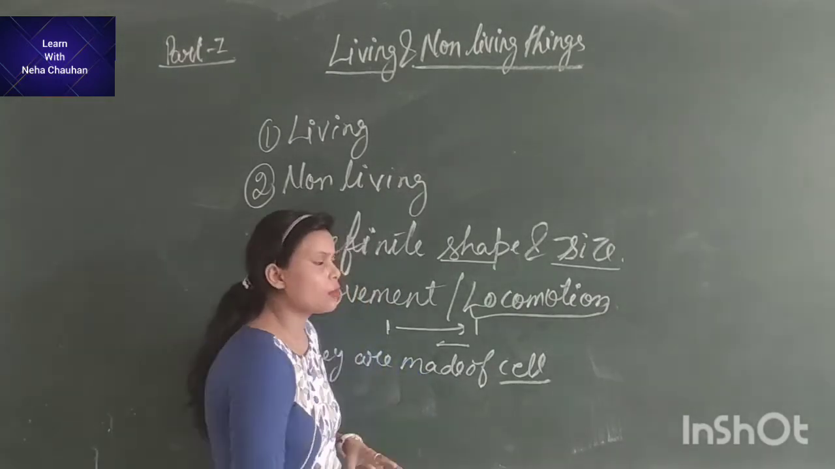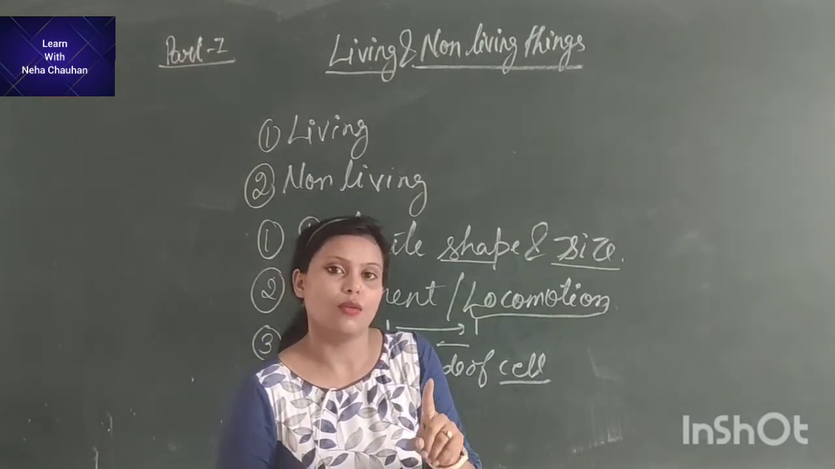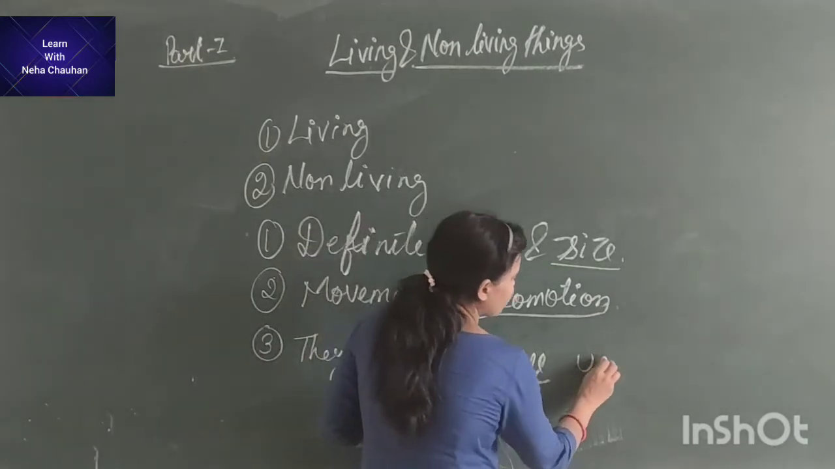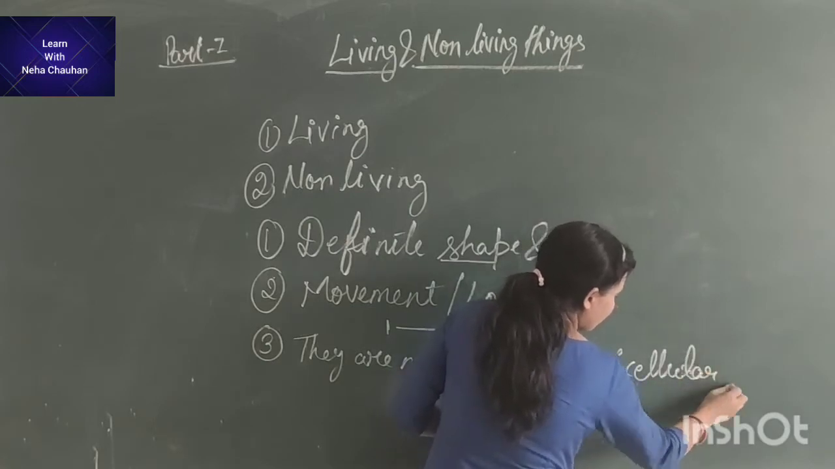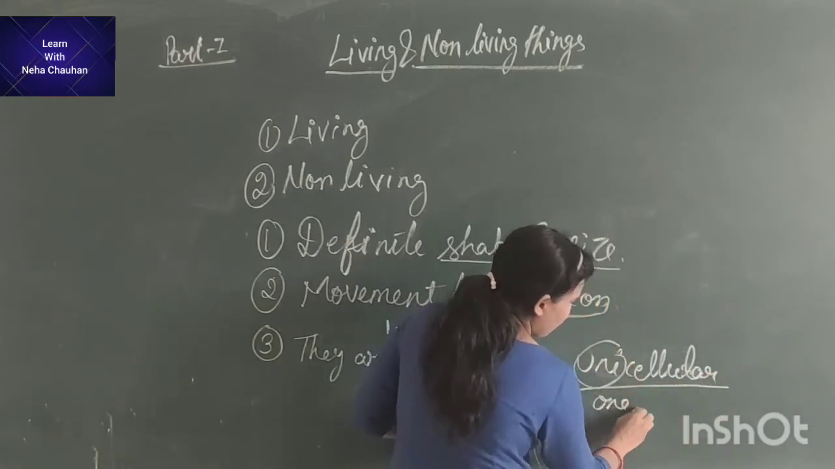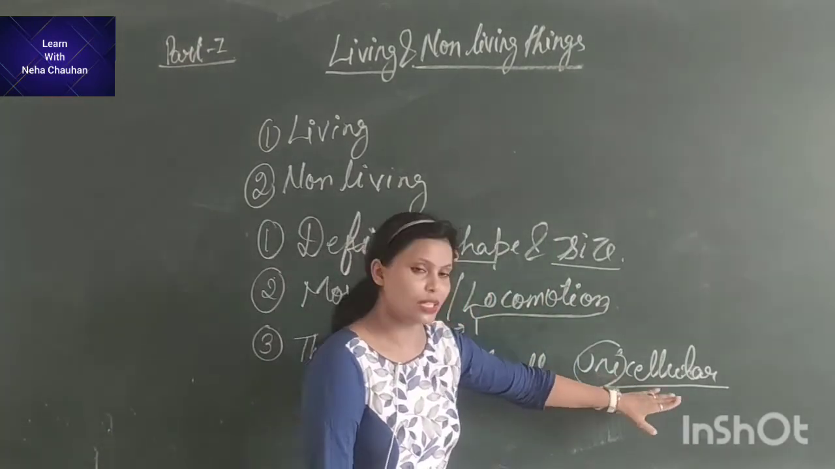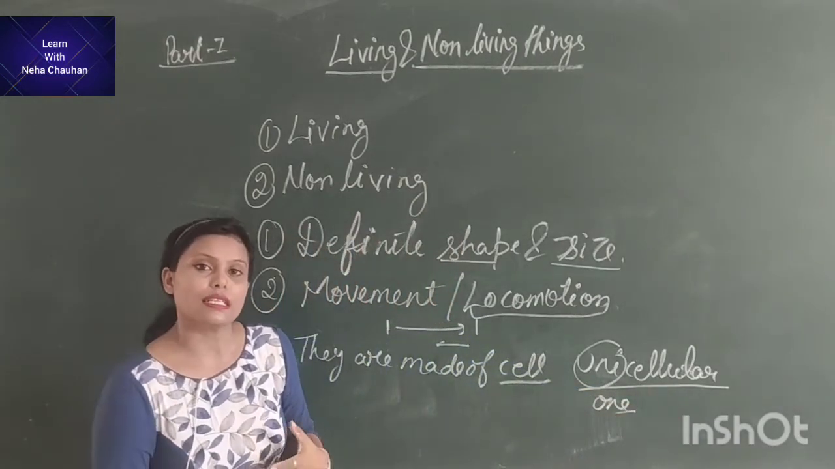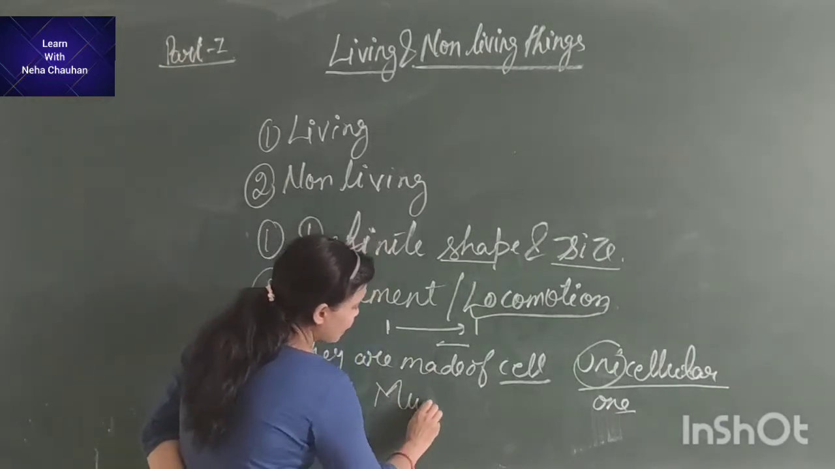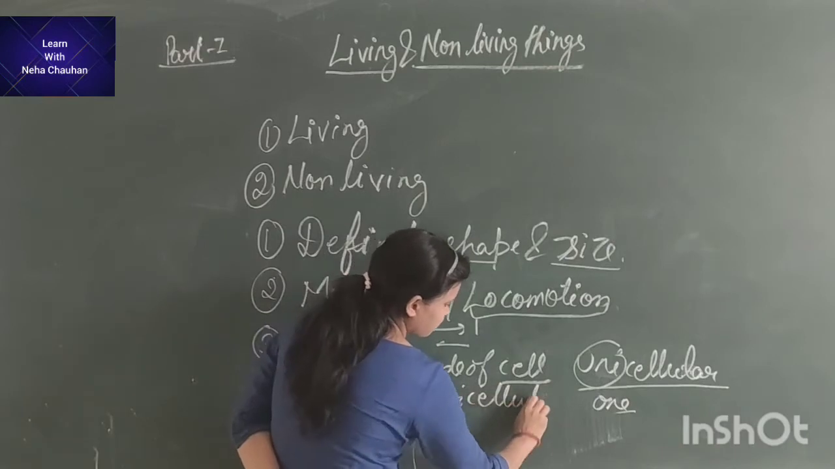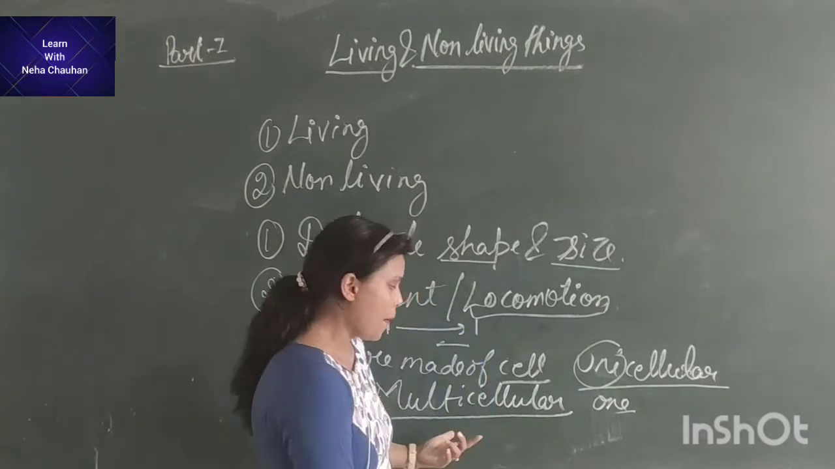Some of the living organisms are very small and are made up of only one cell. These one cell organisms are known as unicellular. Unicellular means one cell. So those organisms which are made of one cell only are known as unicellular. Okay. But most of the organisms are made up of multiple cells. That is why they are known as multicellular. So those organisms which are made up of many cells are known as multicellular.